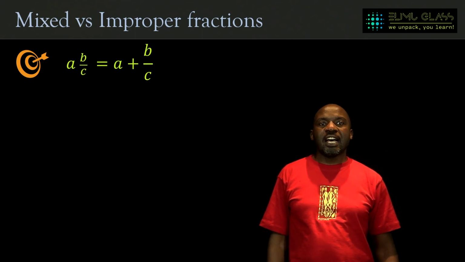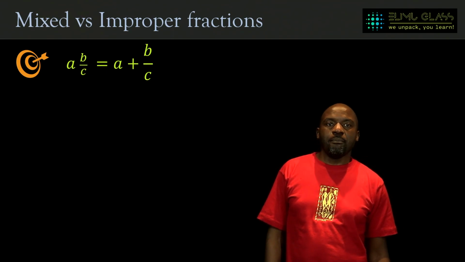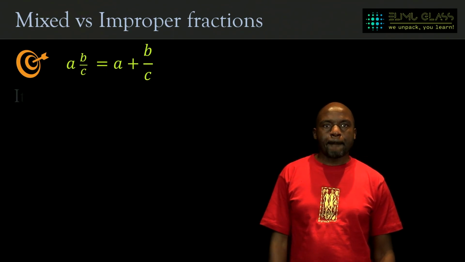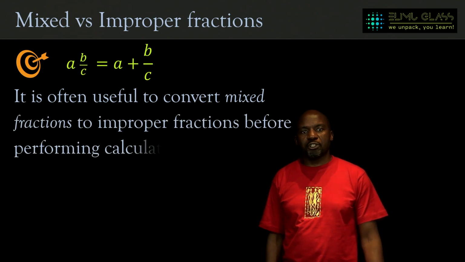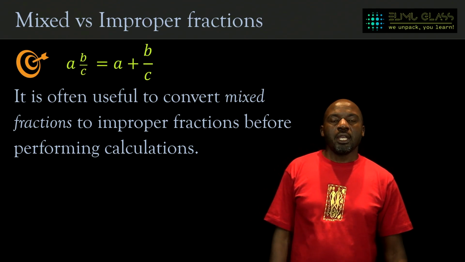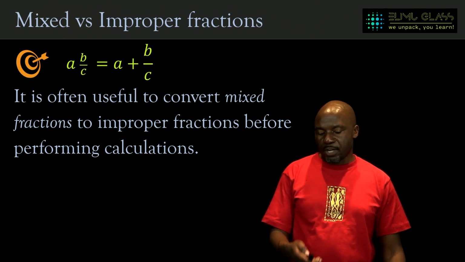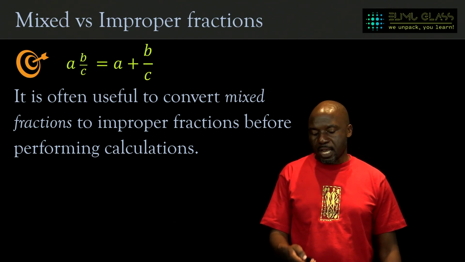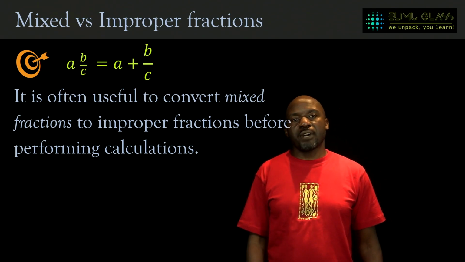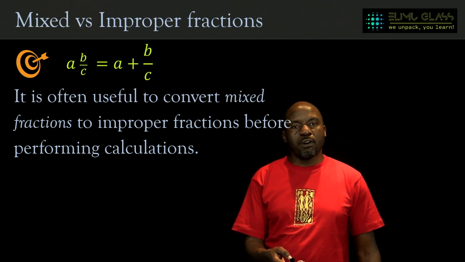Remember, A and B over C as a mixed fraction or as a mixed number means A plus B over C. Okay? It is often useful to convert mixed fractions into improper fractions before performing calculation. So if in the calculation one number is given as a mixed fraction, always try to convert it into an improper fraction. Okay? It is easier to perform mathematical processes with fractions than with decimal numbers. So please avoid converting a fraction into a decimal number before performing calculation.